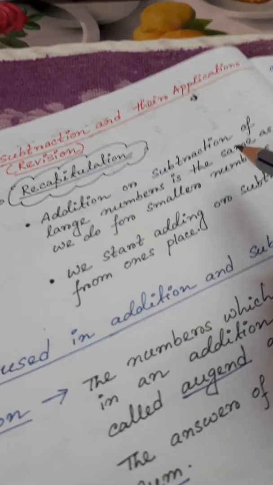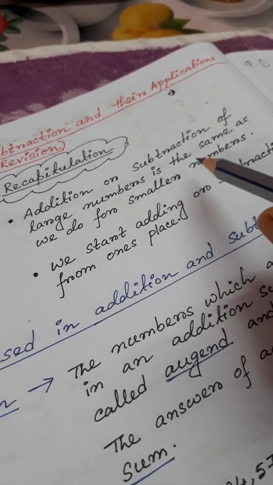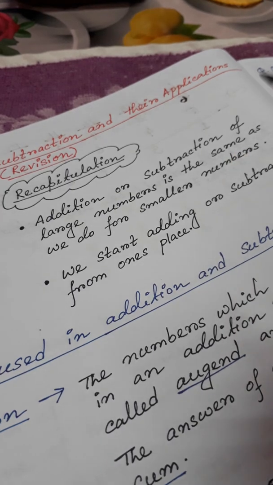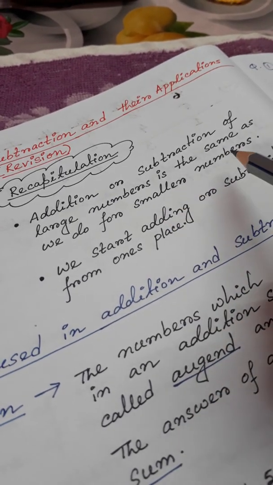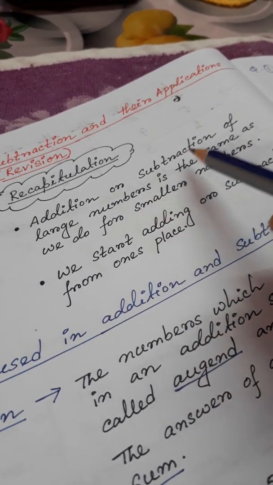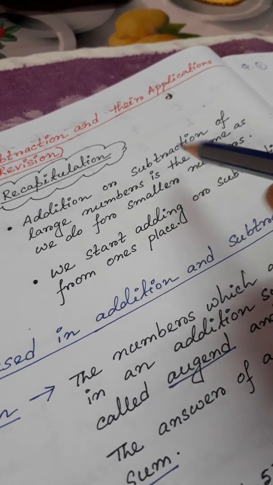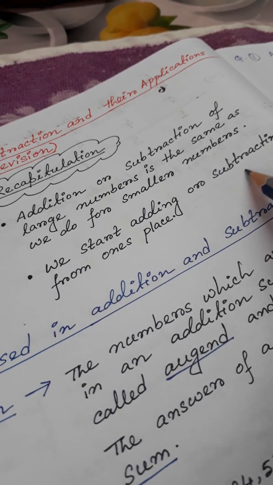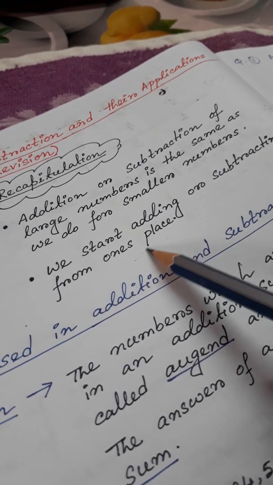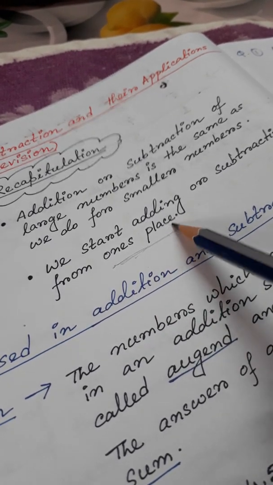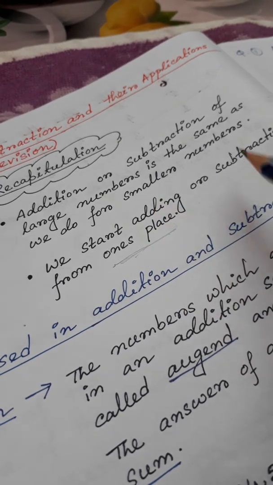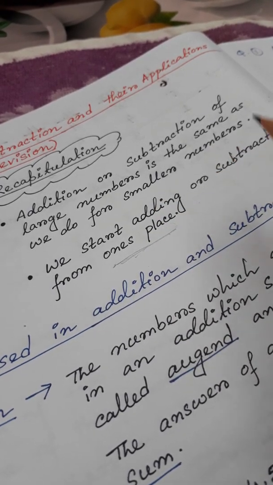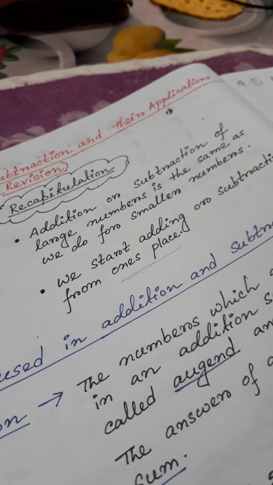Addition or subtraction of large numbers is the same as we do for smaller numbers. In smaller numbers, how we solve addition and subtraction, the same thing we will do for large numbers, and we start adding or subtracting from the ones place. Okay, so this is very important. Always we start addition or subtraction from the ones place.